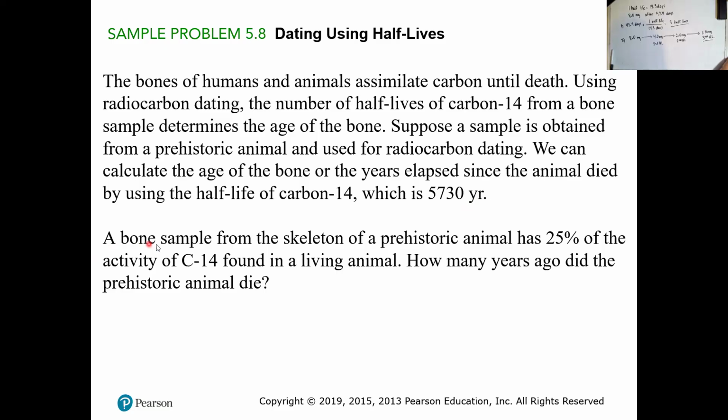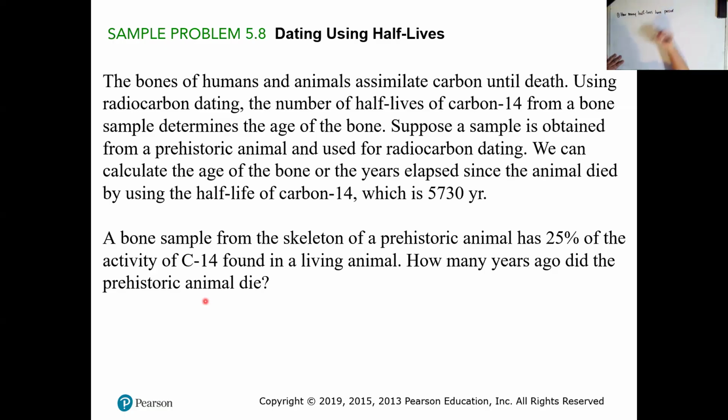All right, so they're saying that we have a bone sample from the skeleton of a prehistoric animal that has 25% of the activity of carbon-14 found in a living animal. How many years ago did the prehistoric animal die? So for this question, the information is given to us in a bit of a different way, but that first question that we need to answer still stands. We need to know how many half-lives have passed. And the information that we're looking at is a little bit different, but we still do the same process.